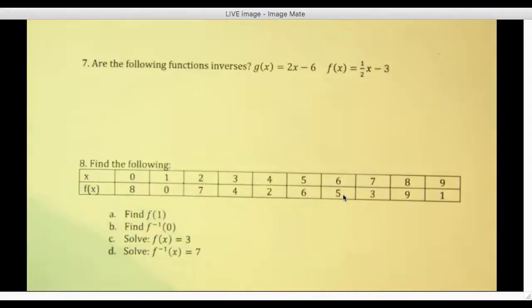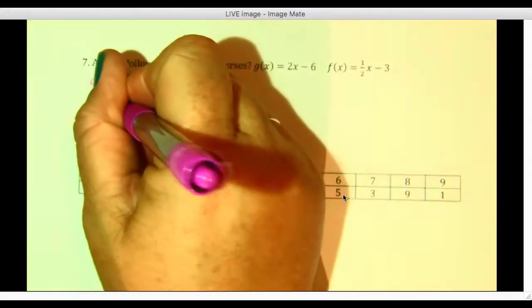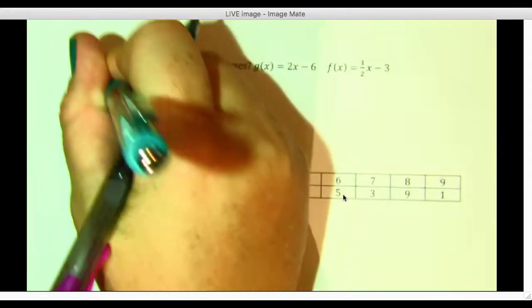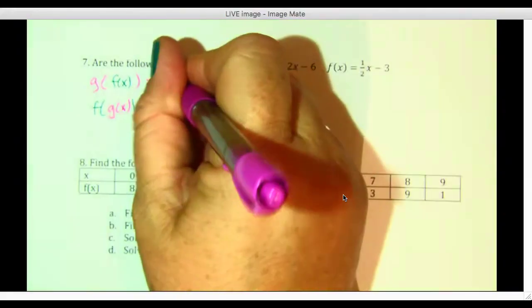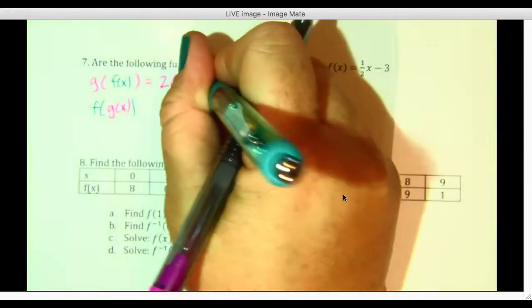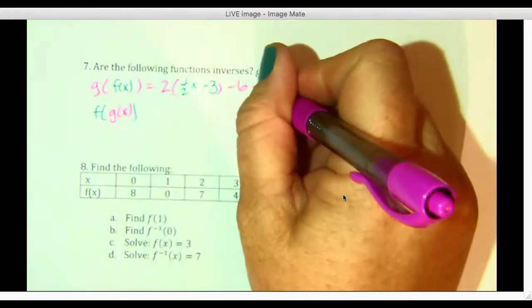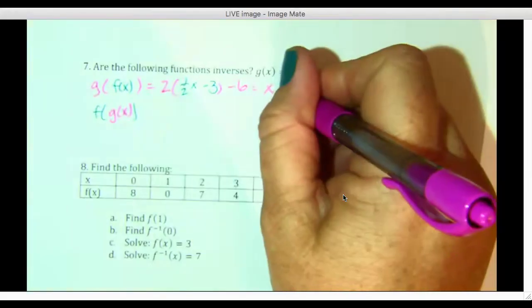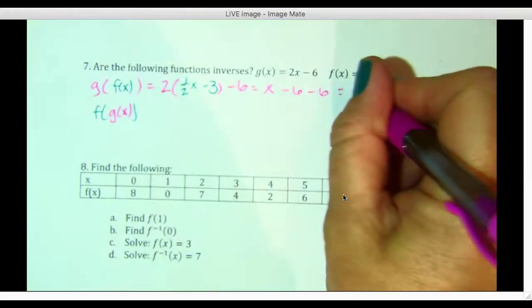All right, we're going to check another set of functions here and see if they are inverses of one another. So again, g of f of x and f of g of x. Here g is my outside function, 2x minus 6, and I'm plugging in 1/2 x minus 3. Distributing that, 2 times 1/2 x gives me just x. 2 times the 3 gives me negative 6, minus 6. Well, negative 6 and minus 6 do not cancel out. That gives me x minus 12.